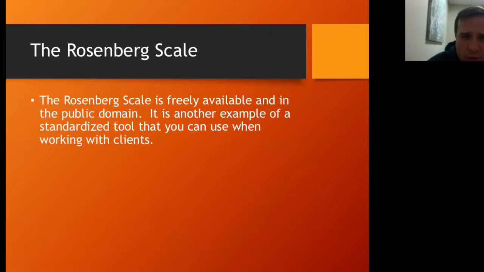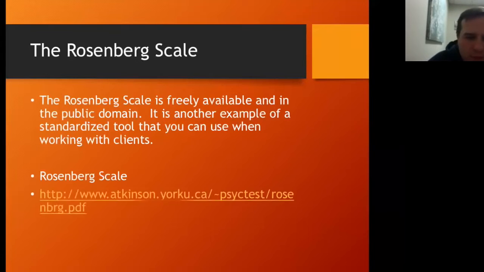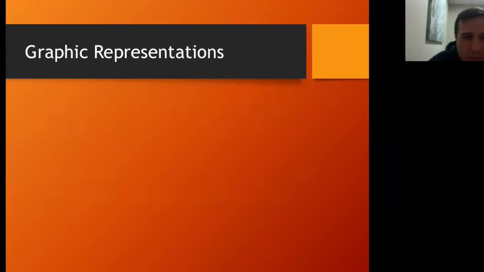The Rosenberg scale, it's also freely available in the public domain. So Beck, you usually need to get permission and pay a lot of money, because if you want to become a rich social worker, you create a scale that everyone needs and you charge for it. But the Rosenberg is actually free, and it also has a high level of validity and reliability. So you can, if you want to, go take a look at that website as well.